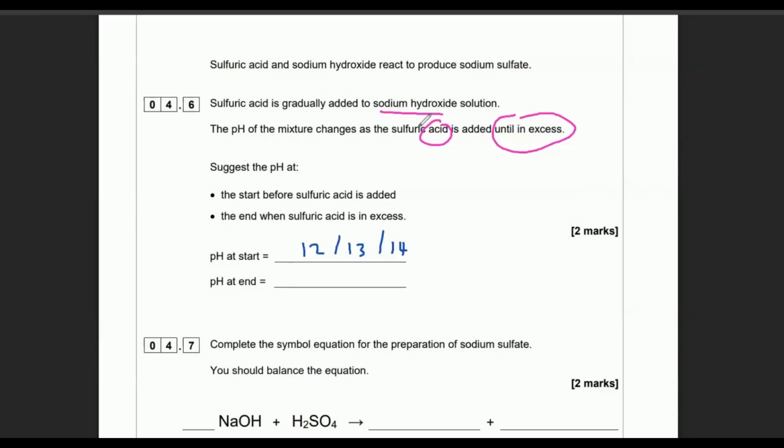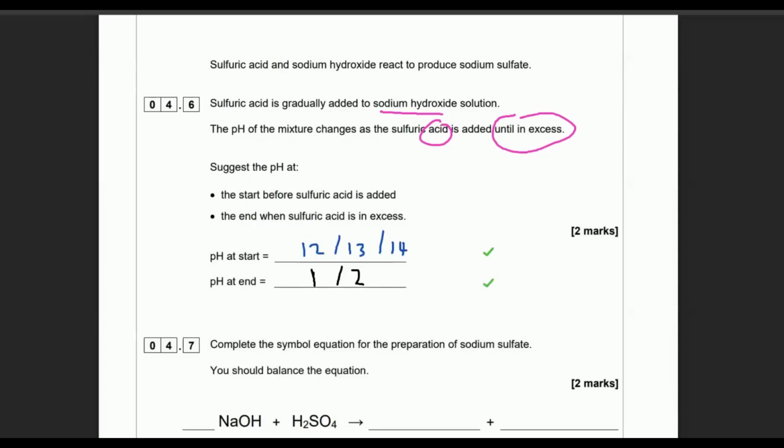At the end, we're adding sulfuric acid, which is a strong acid. So I would suggest anything like pH 1 or 2. Once the acid's in excess, it means it's gone past neutralization. So I'm going to pick like 1. I'm going to say pH 1, but you could say 2. You'd probably say 3. Anywho, bish bash.